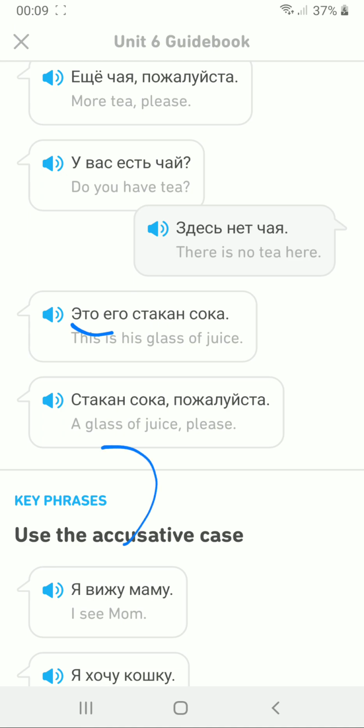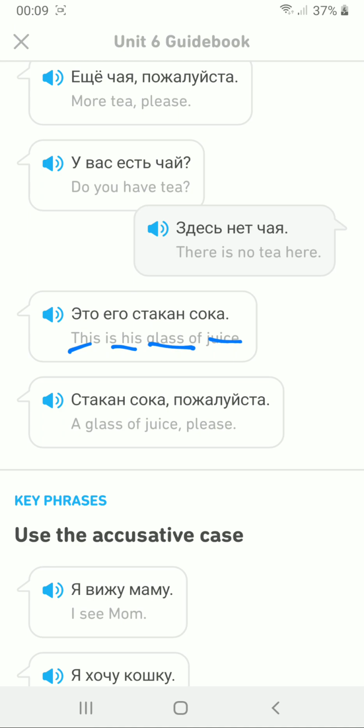And we know that это means this. For example, это стакан. I tend to say станкан, but it's стакан. Стакан. That's the real way to say it. Это его стакан сока. Стакан. It's not станкан or станка. It's стакан. My apologies. Это его стакан сока.